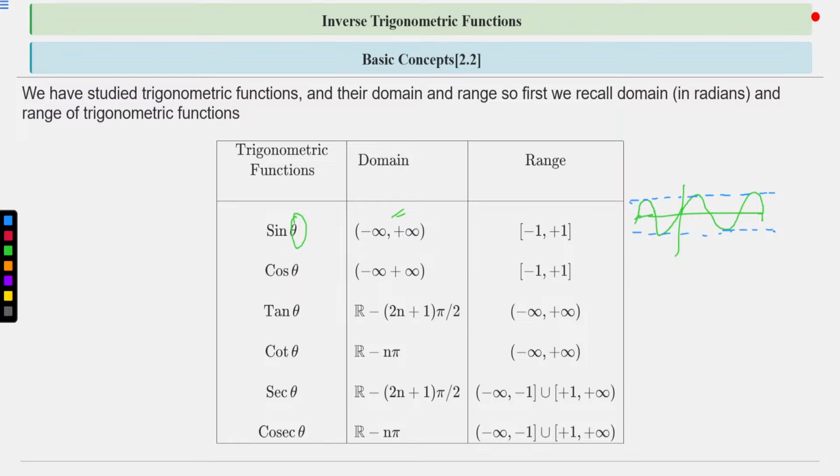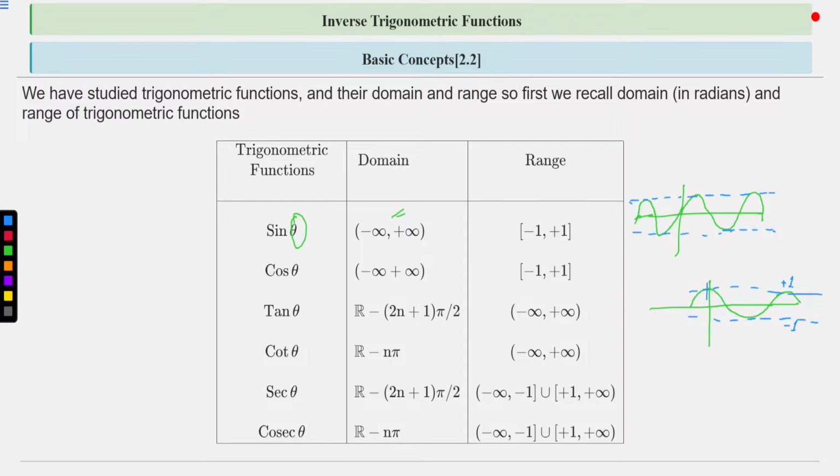Again, the range of the cos theta is from minus 1 to 1. We can draw the graph of cos theta like this. Clear? A graph of cos theta. So you can easily see that cos theta will always lie between plus 1 to minus 1, right? Upper range is plus 1 and lower range is minus 1. Clear?